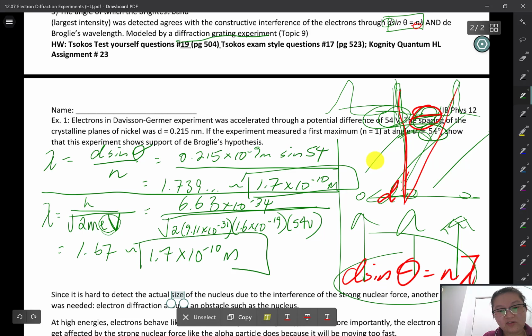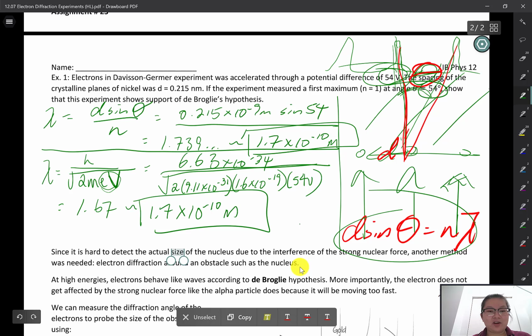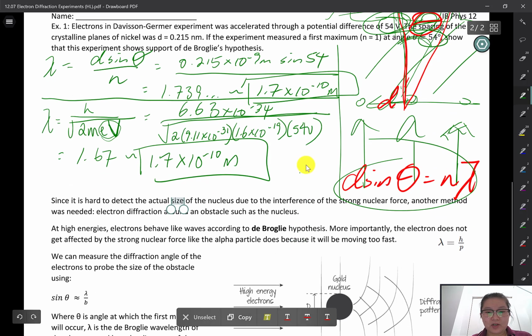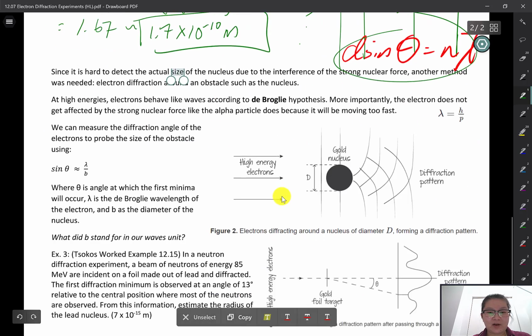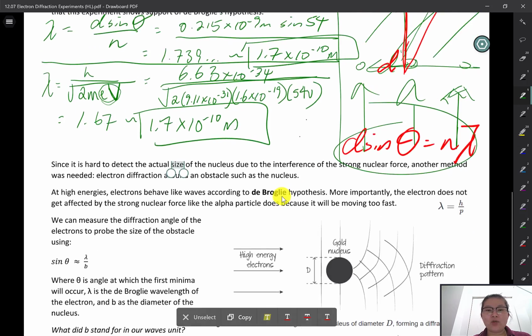So we show that this wavelength is the wavelength that we would expect of light equivalent incident on the sample, which then matches the de Broglie wavelength of the electrons that are incident, meaning that it shows strong support that matter can also behave as waves. Okay, so that is the Davisson-Germer experiment.